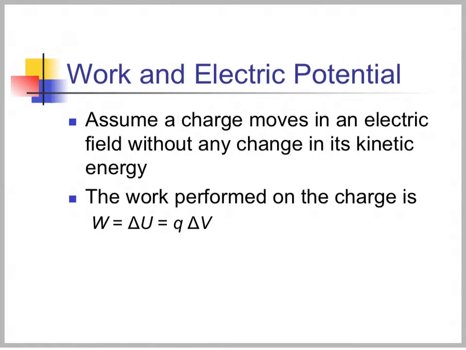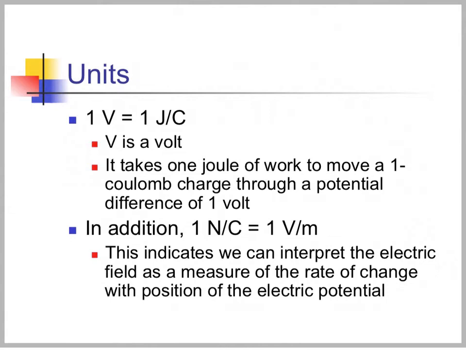So, if we assume a charge moves in an electric field without any change in its kinetic energy, the work performed on the charge is Q delta V. The unit of volts is a joule per coulomb. It takes 1 joule of work to move a 1 coulomb charge through a potential difference of 1 volt. In addition, I can write electric fields now as both newtons per coulomb or volts per meter. That indicates that we can interpret the electric field as a measure of the rate of change with position of the electric potential.